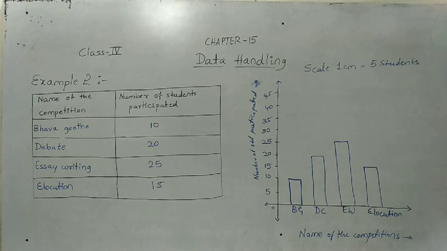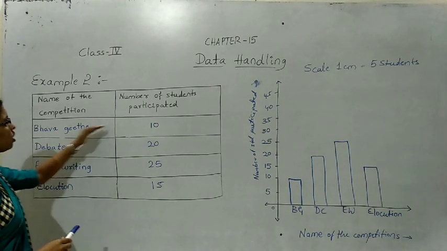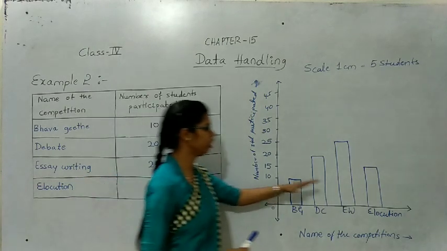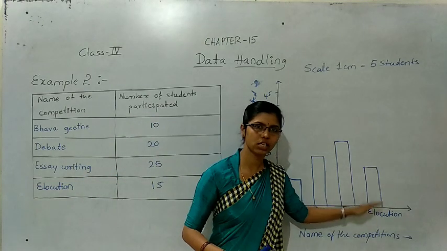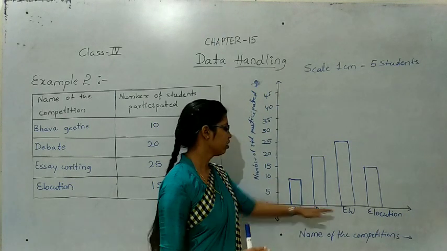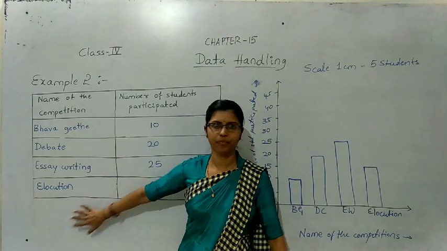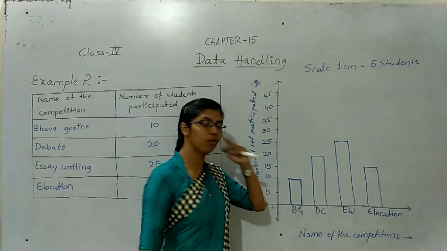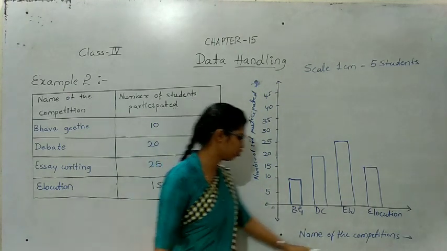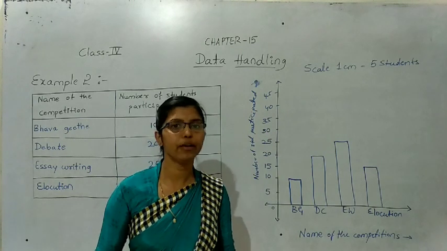See, again I am explaining about this one. Listen carefully. Sometimes they will give the graph for us and ask some questions on the graph. In case they give a graph, we don't know anything about the table. If they give only the graph, what question do they ask you? How many members participated in the debate competition?